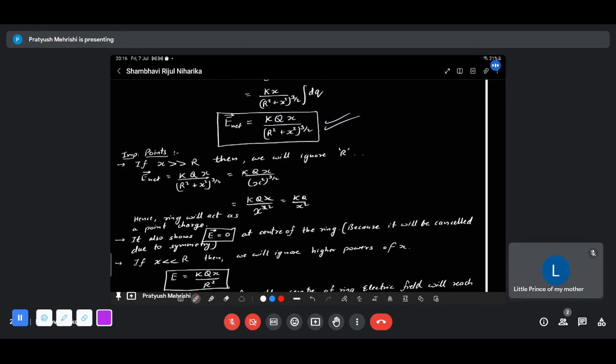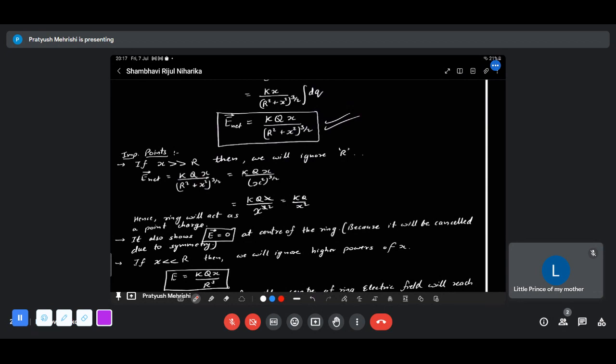It means the ring will be acting as a point charge when the distance is very, very large compared to the radius. Next, at the center of the ring, when x equals 0, what will be the electric field? Electric field in that case will also be 0 because it is directly proportional to x: kqx upon (r square plus x square) to the power 3 by 2.